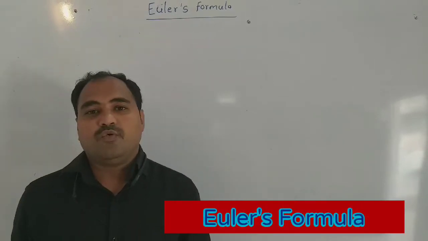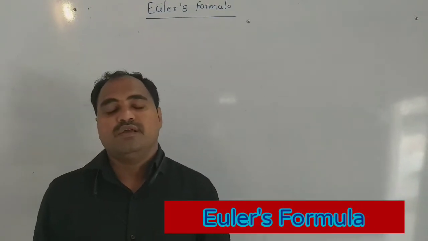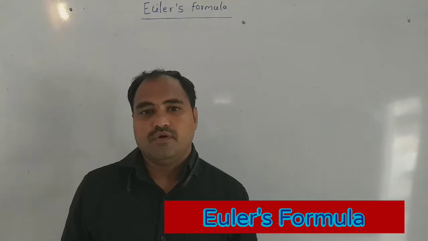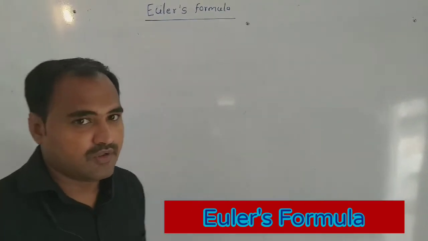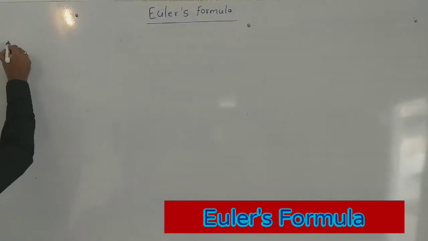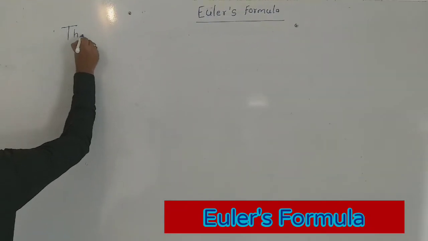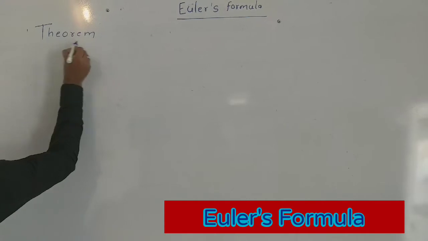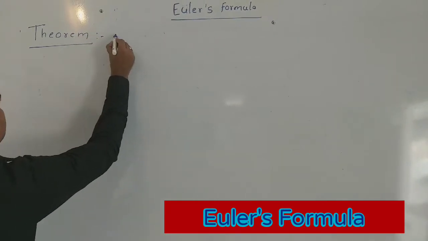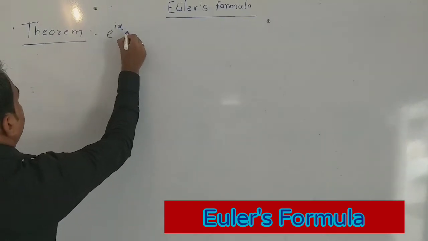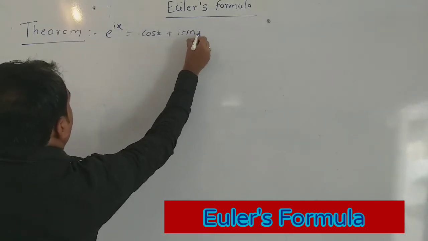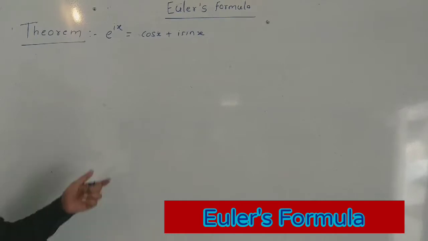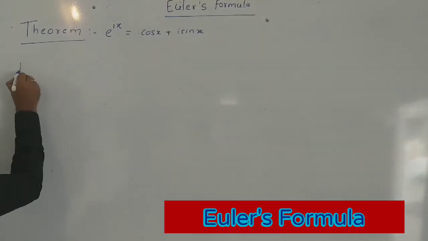Friends, today we are going to discuss the Euler formula, and for that we will use the Taylor expansion. First of all, in the Euler formula we have to discuss the theorem. In this theorem, e to the power ix is equal to cos x plus i sin x. Okay. Now let us see the proof of the Euler formula.